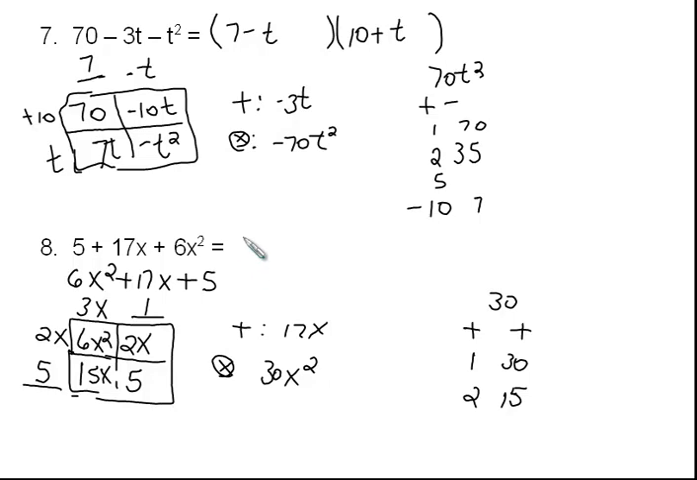So we have successfully gotten our factors, and we're going to write those in. That's our answer. And the answer is 3x plus 1 times 2x plus 5. And that finishes up lesson 4.3, and lesson 4.4 will be coming soon.